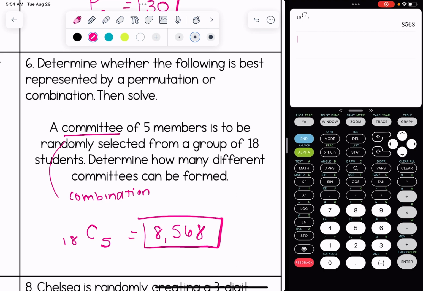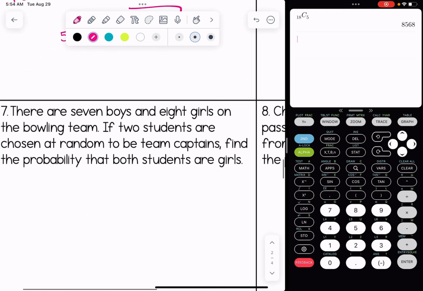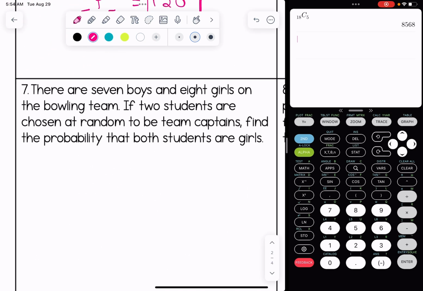All right, for our last 2 questions, we're going to use permutations and combinations, but we are also going to incorporate probability. On these questions, I would try and think about it logically rather than memorizing some formula, but think about the idea that the probability of any event is the favorable outcomes over the total possible outcomes. All right, there are 7 boys and 8 girls on the bowling team.